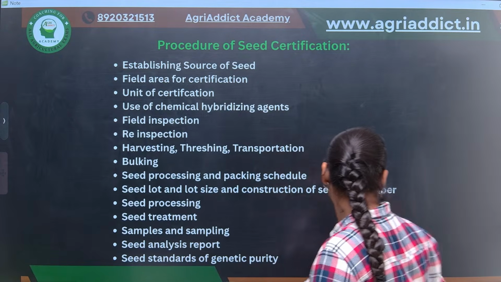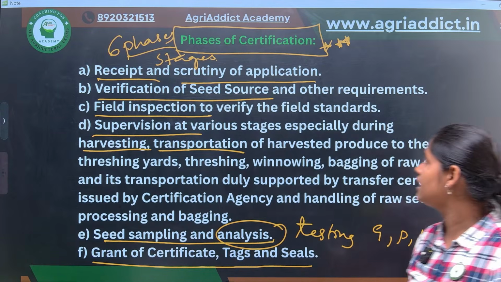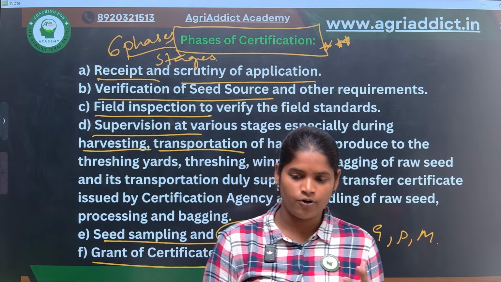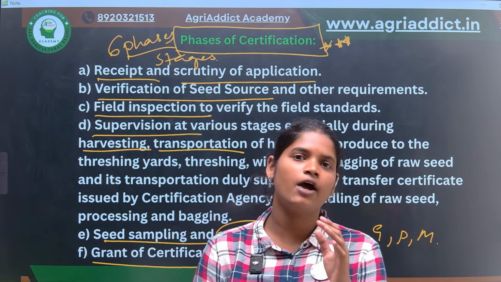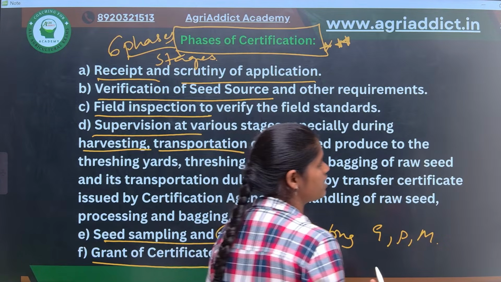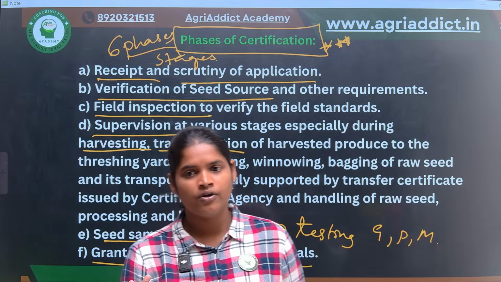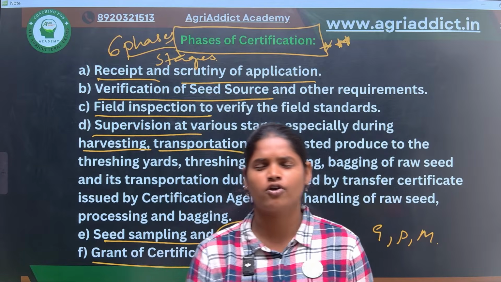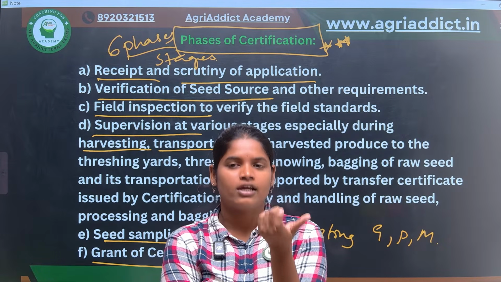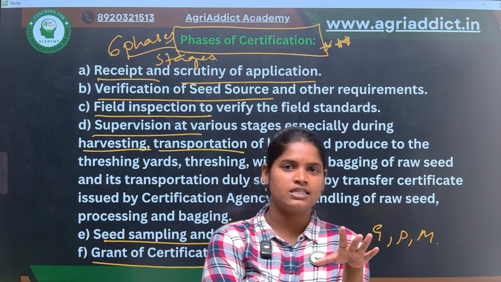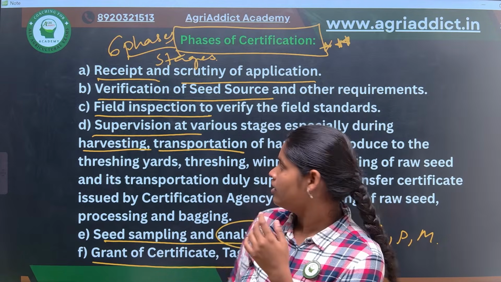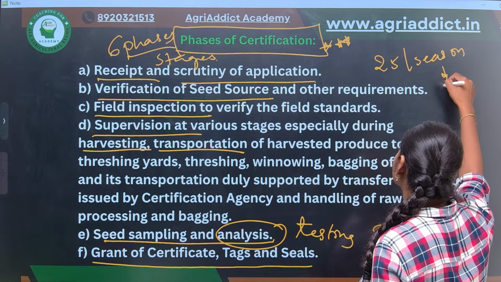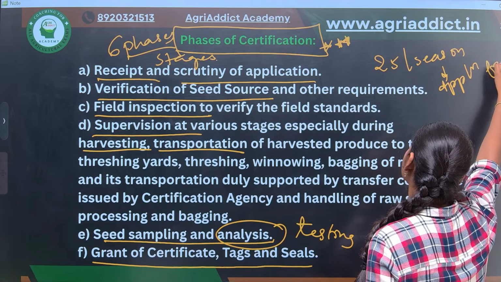So what is the first stage? See here, receipt and scrutiny of application. If any seed producer or any person intending to produce certified seed, then he has to apply to the seed certification agency. He submits the application with an application fee of 25 rupees per season. It is irrespective of crop. Any organizations or corporations are not considered as individuals. Only the seed farmers are considered as individuals, that is 25 rupees per season as an application fee. This is not the certification fee, okay? This is just the application fee.